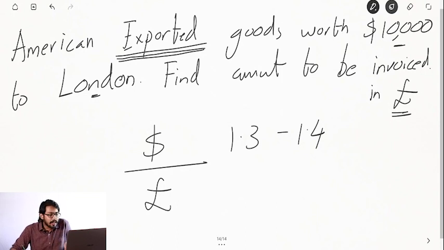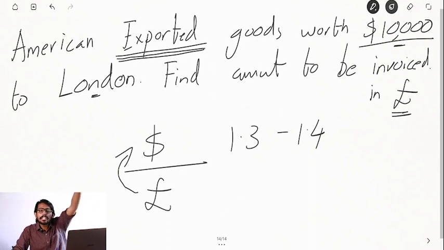You will convert those pounds to dollars. You are sending goods to the UK, and that person will send you money in pounds. You are converting those pounds to $10,000. How many pounds he is sending, you don't know. Whatever he is sending, you are converting it to dollars. That unit is $10,000.